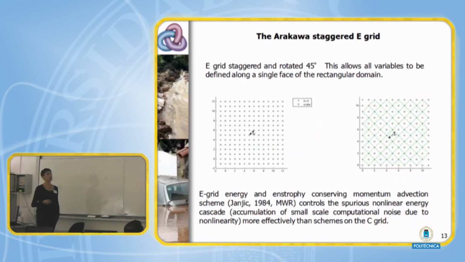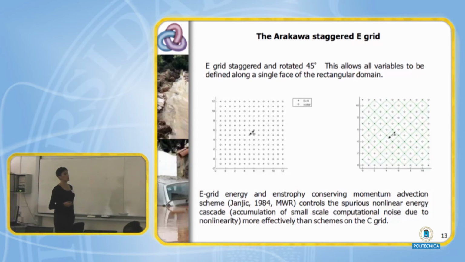And what is the semi-staggered Arakawa E-grid? It's staggered and rotated by 45 degrees. Again, the idea is to keep energy and entropy conserved, as well as momentum advection. The pluses are different from this point. In these points, which we call H points, you are calculating only mass variables like temperature. And in plus points, you are calculating only U and V.